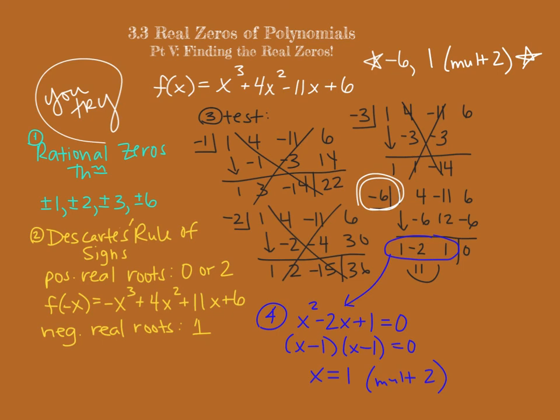All right, I know that's a lot, but hopefully going kind of in this order allows you to find some semblance of an order to how to find the real zeros of a polynomial.